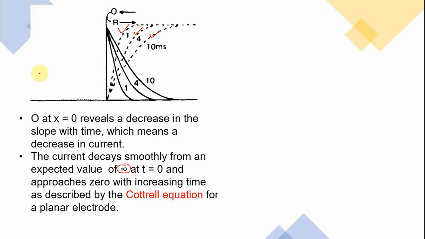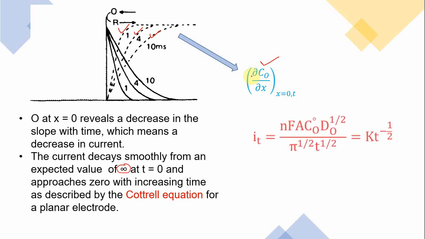So at t equal to 0 and approaches 0 with increasing time, as described by a very important Cottrell equation for a planar electrode. All of the time that we are talking is about a planar electrode. So this term, this slope over here at different time is giving us this important value, which when multiplied with the diffusion coefficient will give you the flux.